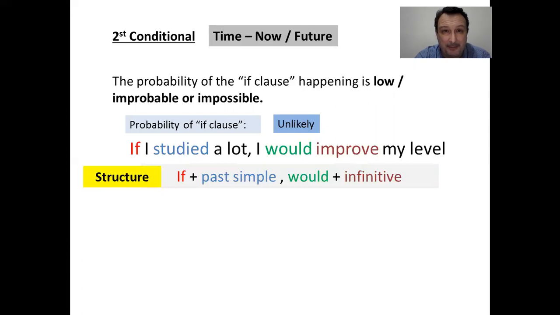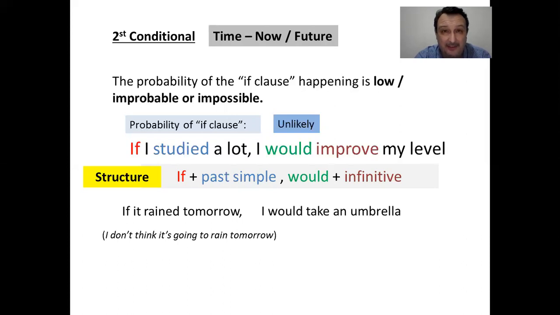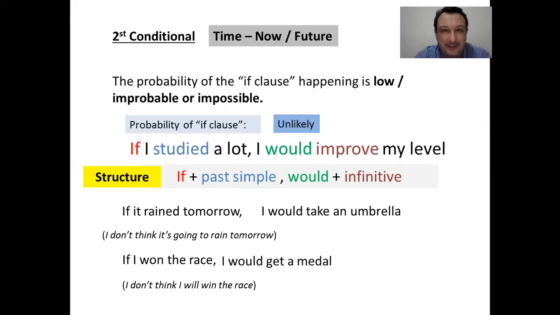Okay, let's look at some more examples. If it rained tomorrow, in this case, I don't think it's going to rain tomorrow. However, if it did rain, I would take an umbrella. If I won the race, in this case, I don't think I will win the race. I'm not very fast, so I don't think I'm going to win the race. In this case, if I won the race, I would get a medal. That's sure, I would get a medal, but I don't think I'm going to win the race. Here, the probability in these examples is very low. Let's say 2%.